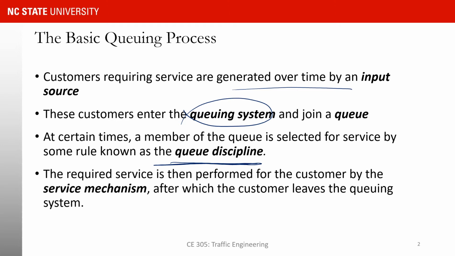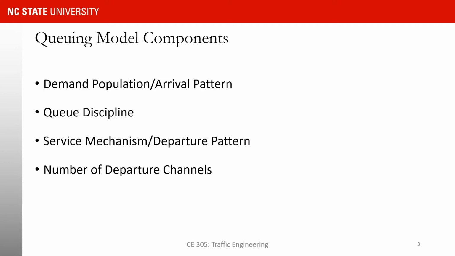So in the next slide, I summarize this a little bit more. So we have demand population or arrival pattern. This is the number of customers that is generated over time. You have queuing discipline. So it's either first in, first out, or last in, first out, or priority, or a different way of selecting customers. We have service mechanism or departure pattern. So this is, for instance, how long it takes to provide that service.